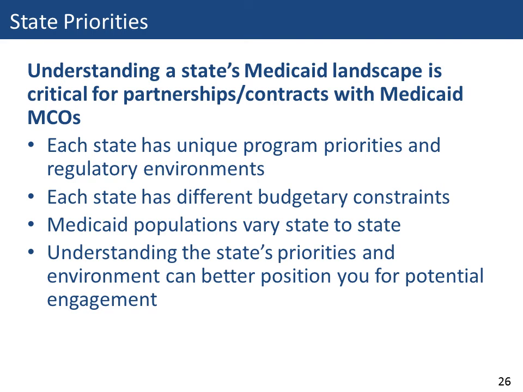So one of the things to make sure that you understand is a state's landscape and its critical partnerships, contracts with the Medicaid MCOs. Each state has its unique program of priorities and regulatory environments. Just because you know one state doesn't mean you know another one. So that's really, really important. Every state has different budgetary constraints for their program. The Medicaid populations vary state by state. And what's most important is you understand the state's priorities and environment. That can better position you for potential engagement.